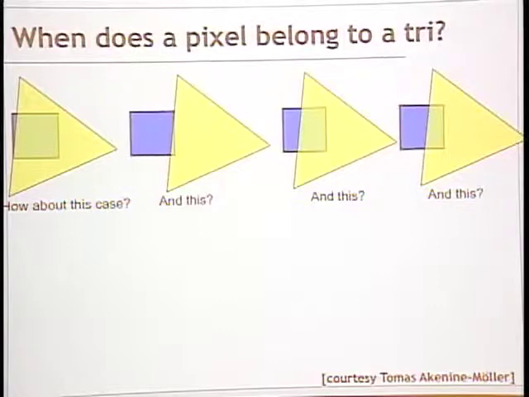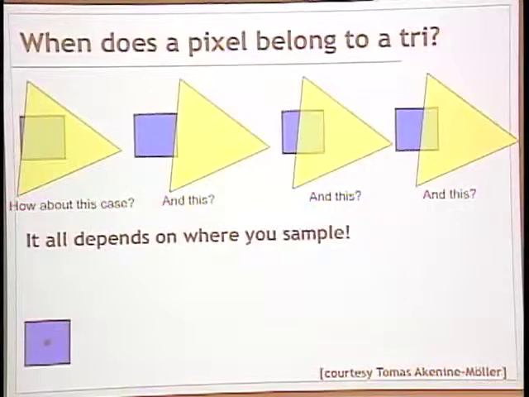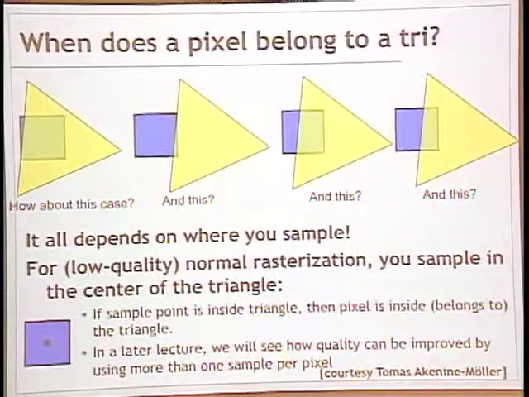So the really important thing is what we call a sampling point. All right? We have to sample the triangle at certain points that are associated with the pixels. So these are sampling locations. So the easy thing that we can do, and we're going to start with this, is we're going to say that we sample in the center of the triangle.